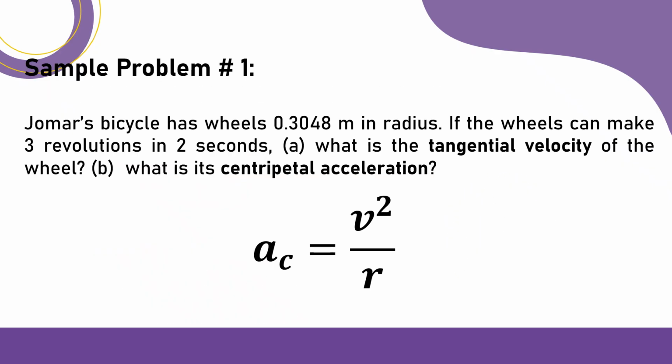Let's apply what we learned. Sample problem number 1 reads: Shomar's bicycle has wheels with a radius of 0.3048 meters. If the wheels can make 3 revolutions in 2 seconds, what is the tangential velocity of the wheel and what is its centripetal acceleration? Now, I want you to pause the video so that you could solve the problem.